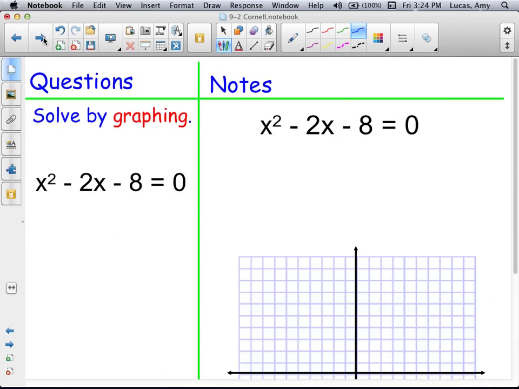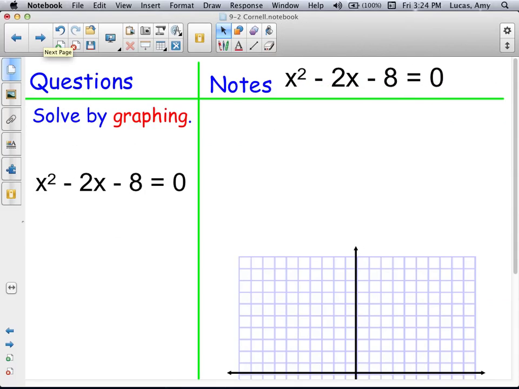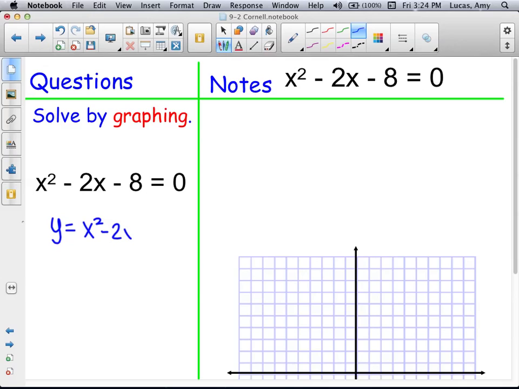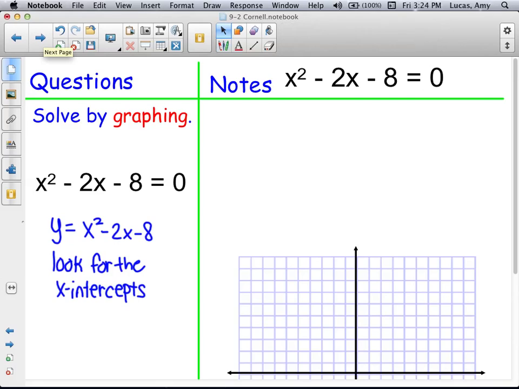Okay, so solve by graphing. This first problem, you could certainly use a graphing calculator. If you're using a graphing calculator, you would go to the y equals screen and you would enter in x squared minus 2x minus 8. And then you would look for the x-intercepts on your graph. You may need to use the trace feature, you may need to zoom in, or you may be able to just find the x-intercepts right away.